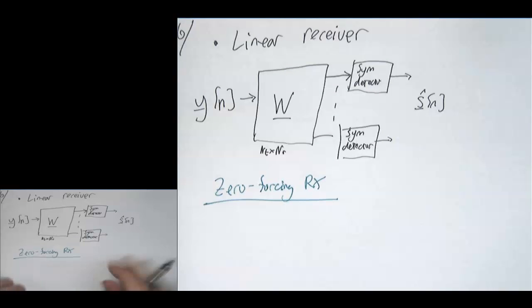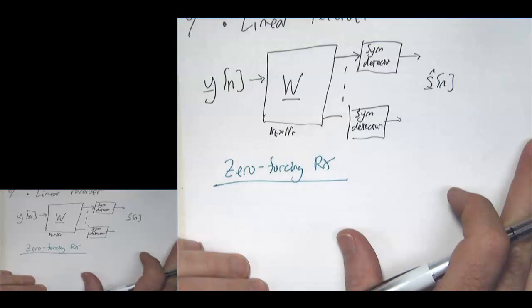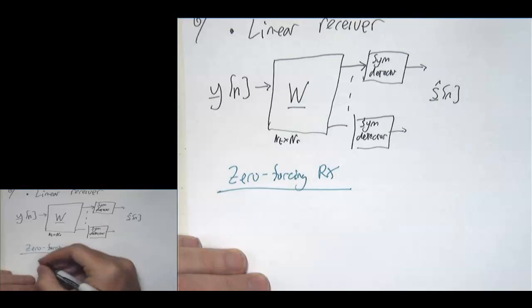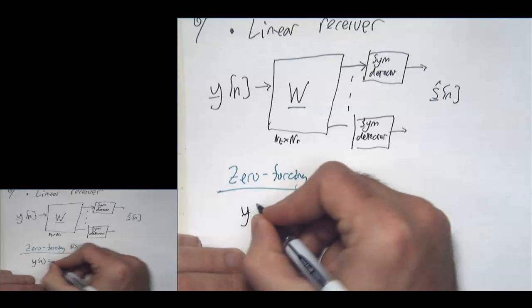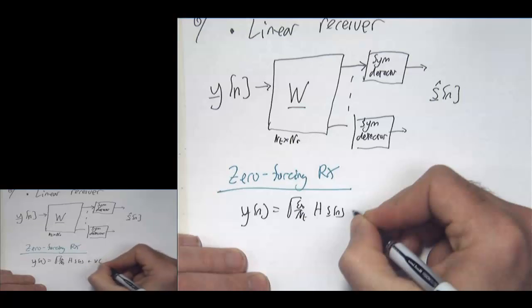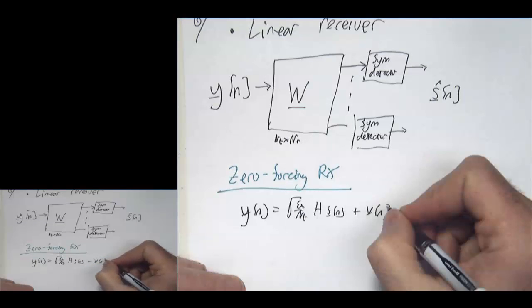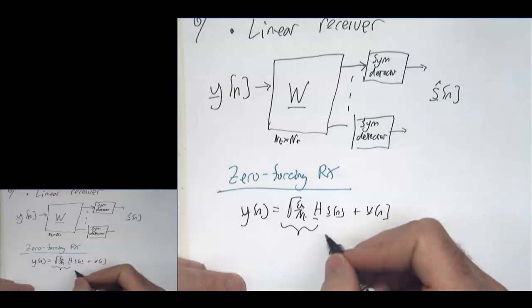And with zero forcing, what we're going to do is consider the same system that we had before: y of n equals square root of Ex over Nt, H, s of n, plus v of n. And we're going to try to find some sort of an inverse of this matrix H.